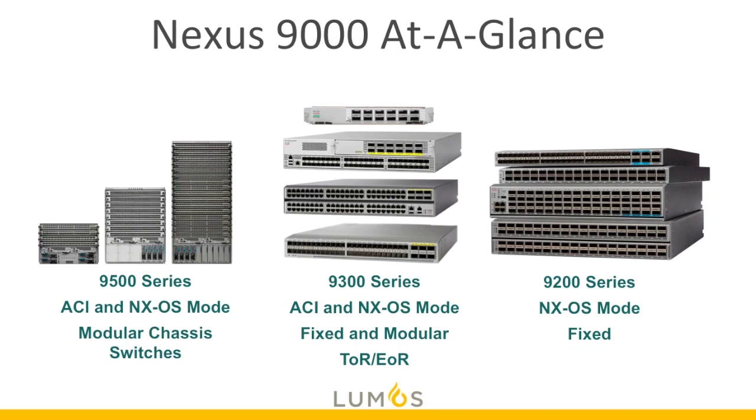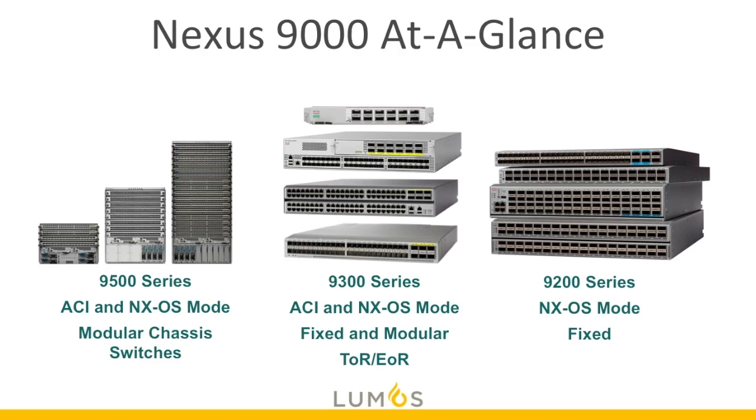For the 9000 at a glance, we have three families of Nexus 9000s. We have the 9500 series, which are a modular chassis-based platform. We have the Nexus 9300s, which are fixed platform. They're meant to be top of rack and end of row, although there are two models that can take upgradable modules, so somewhat modular. And then we have the 9200 series, which are all fixed platform switches.